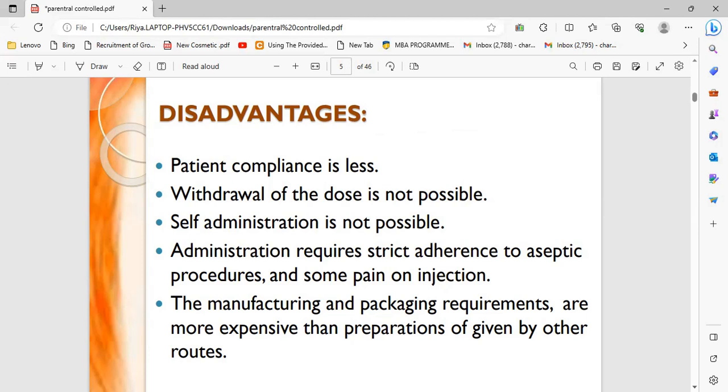And in case of other dosage forms like transdermal patches, dose withdrawal can be done very easily. But in case of a parenteral drug system, once the dose is administered into the systemic circulation, it is very difficult to withdraw the dose. Not difficult, it is impossible actually to withdraw the dose. So self-administration is not possible.